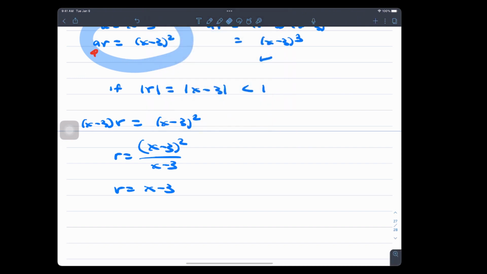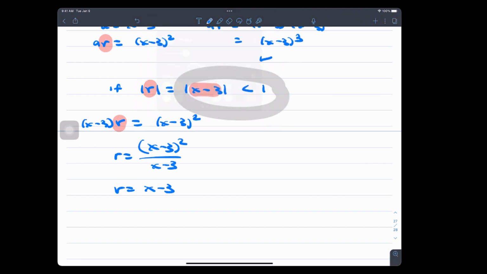I'm going to use red. I like using red for r. So you're going to get that r value, okay? And then not only do you get the r value, you're going to get what? What does that mean? That's -1 less than x minus 3 less than +1. And so you have an absolute value inequality. If I add 3 to the left, the right, and the middle, I get 2 less than x less than 4. So these are the values of x where you have what? Convergence for these special geometric series.